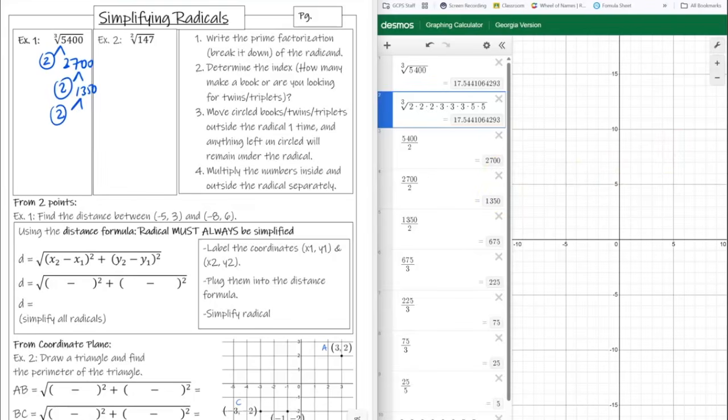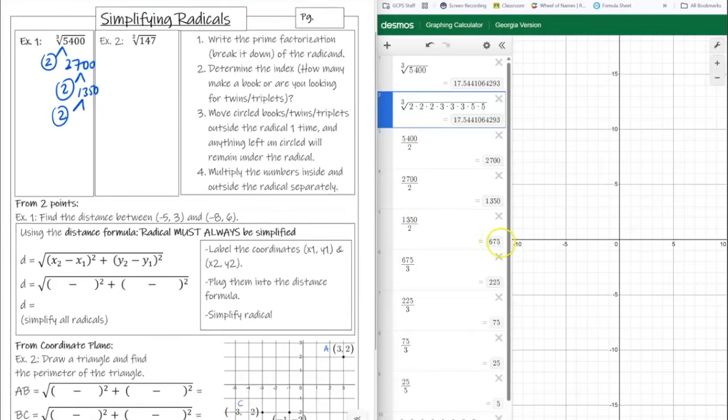Then 2 times 675. Then 2 stopped working and I switched to 3. So 3 times 225. Divide by 3 again. 3 times 75. Divide by 3 again. 3 times 25 divided by 5. And then there was this 5 left over.